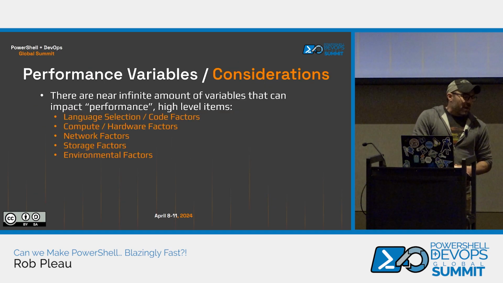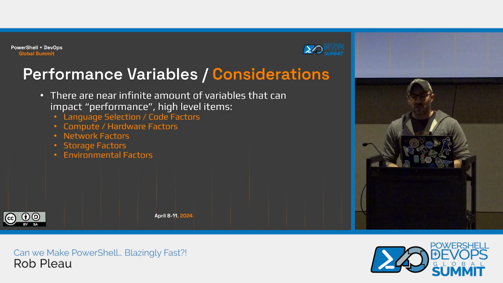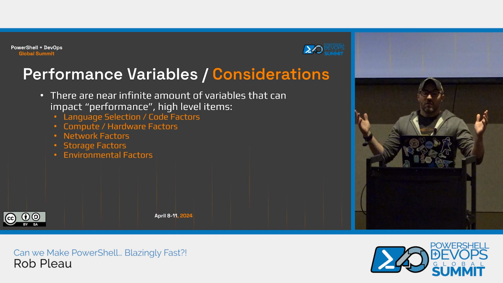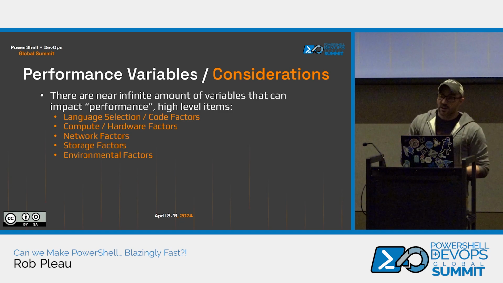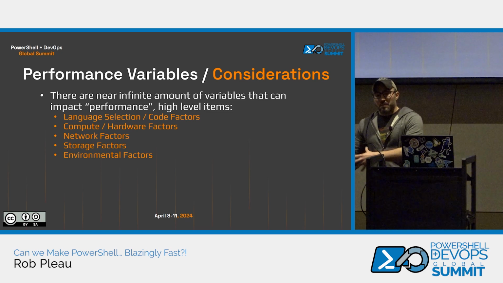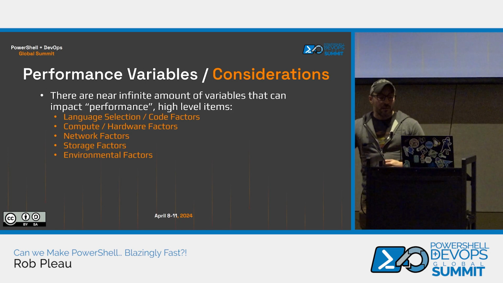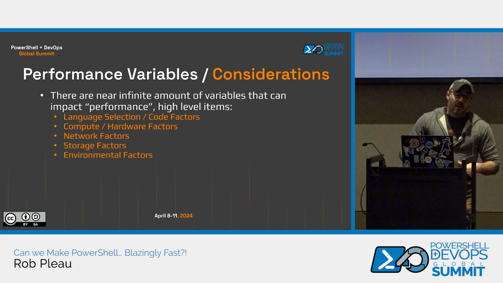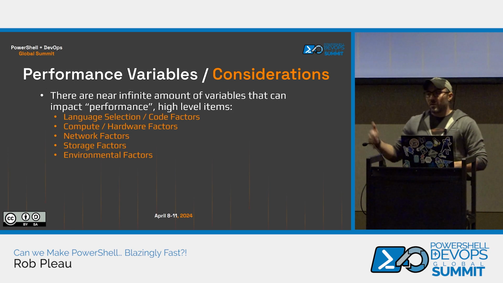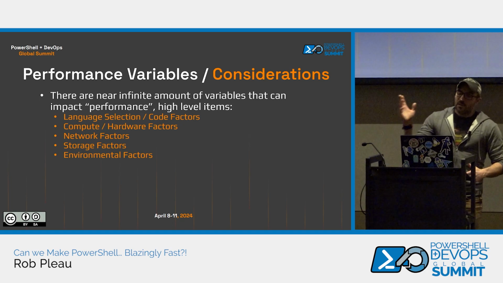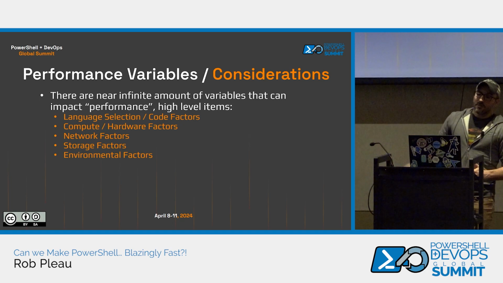So before we talk about performance, there's almost an infinite number of variables. Obviously we're going to be talking about language selection and specific code factors of the language you select, namely PowerShell in today's session. There are compute and hardware factors. I built most of this session at home on my home desktop, which has a lot of horsepower, so obviously the numbers I ran there are different than on this laptop.